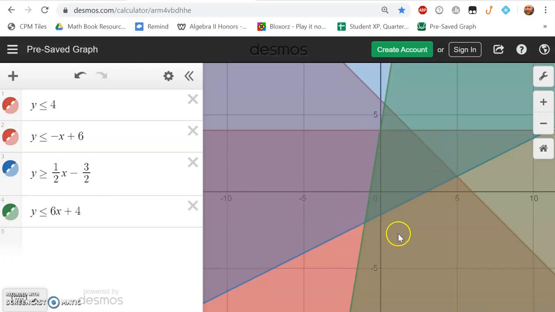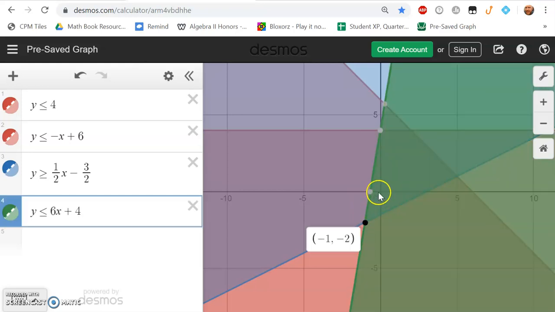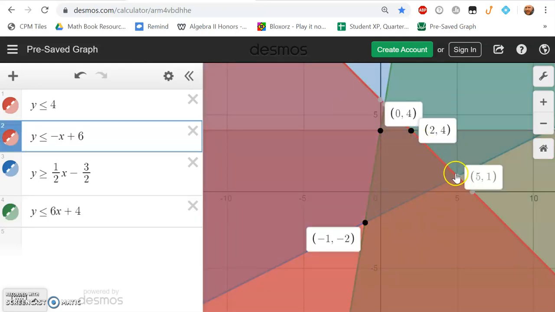One of the things that's nice about Desmos is that once I identify that feasible region, all I need to do to identify the points of intersection, or in other words, the vertices of these, is to find those intersections and then click with the mouse. So these 4 ordered pairs here, (-1, -2), (0, 4), (2, 4), and (5, 1) are the coordinates of the vertices of that feasible region, the endpoints of that polygon. And that is our goal with this learning target, at least the first objective on this learning target.